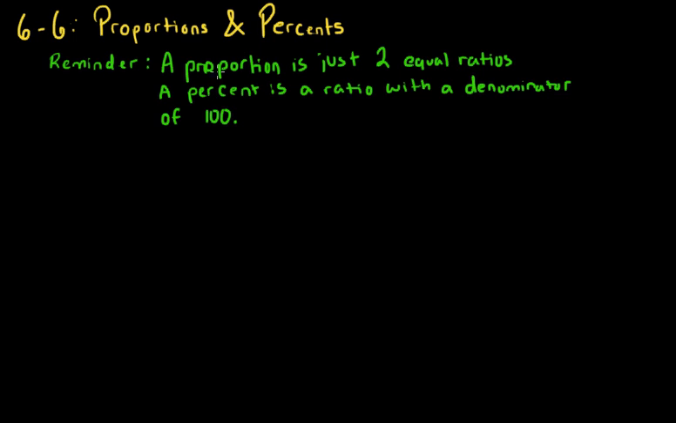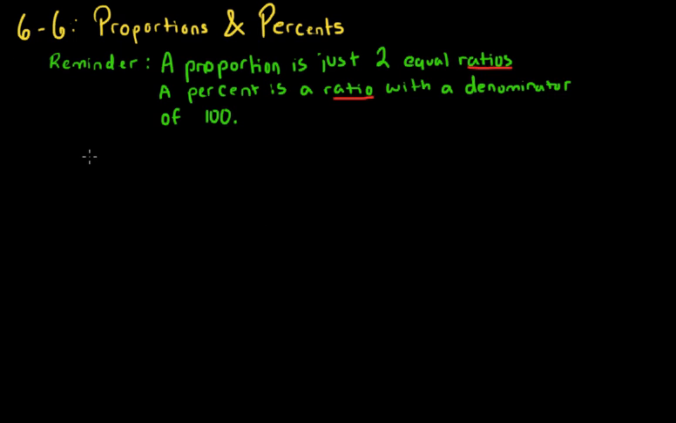So, a reminder, a proportion is just two equal ratios, and a percent is a ratio with a denominator of 100. Well, if a percent is a ratio, and a proportion is just two equal ratios, then it makes sense that we could use a percent with a proportion. So let's take an example here.